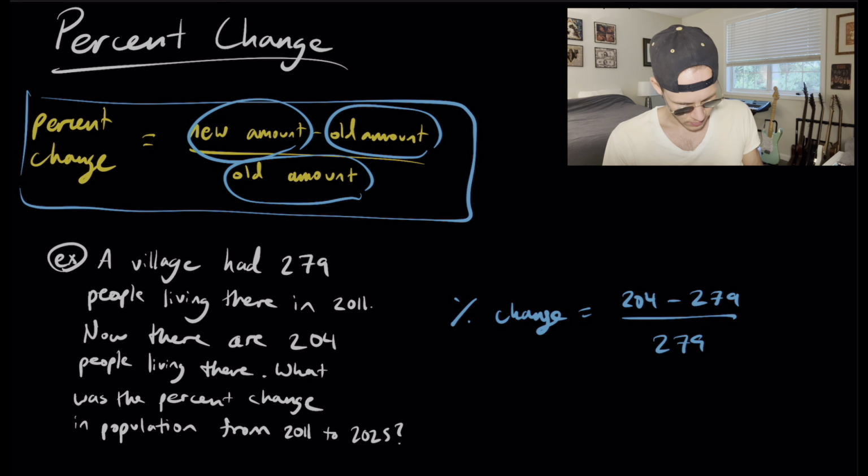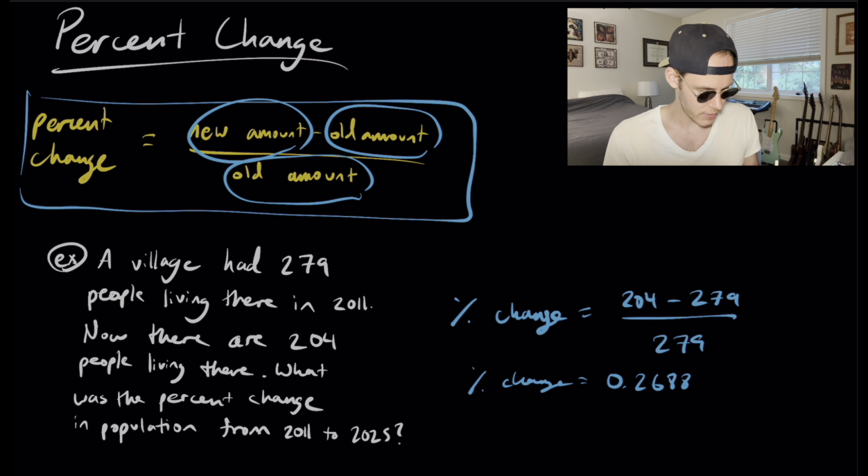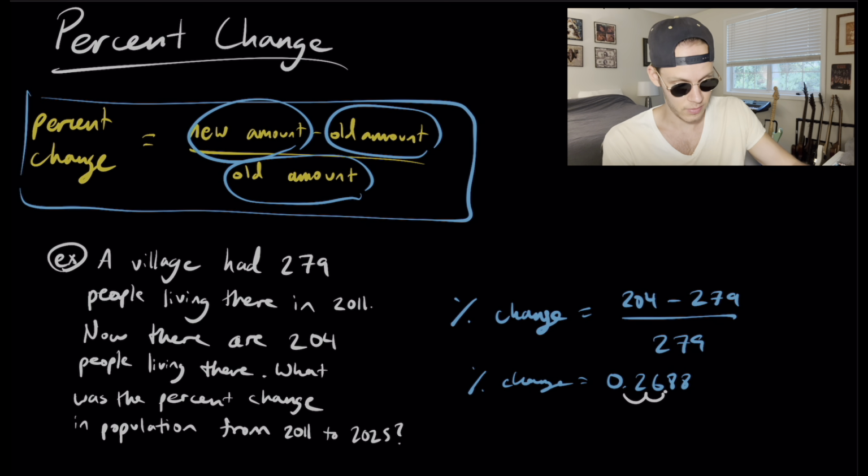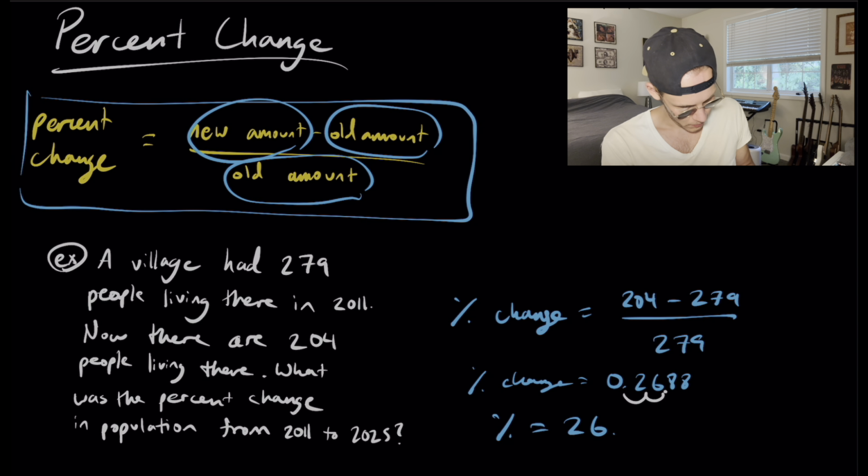That's going to give us percent change is equal to 0.2688, we'll call it. But remember, we want this to be a percent, so we're going to just move the decimal place over twice, or equivalently, just multiply by 100. So our percent change is going to equal 26.88. Actually, we should make that negative.